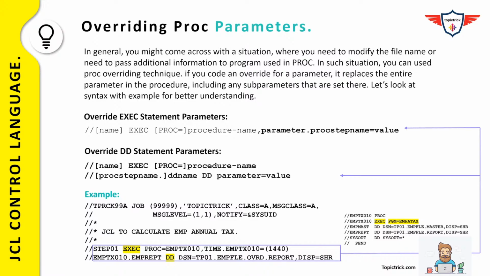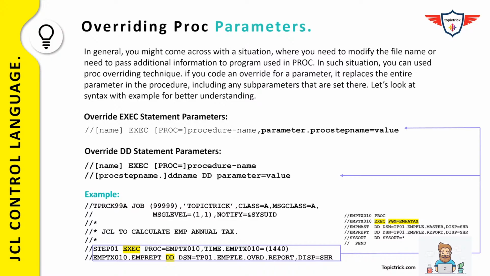And after that, you have to specify the disposition of the file, whether it would be SHR, NEW, OLD, CATLG, as per your requirement. So with the help of the proc overriding technique, you can modify or change any of the keyword parameters which are defined on the execute statement or on the DD statement.